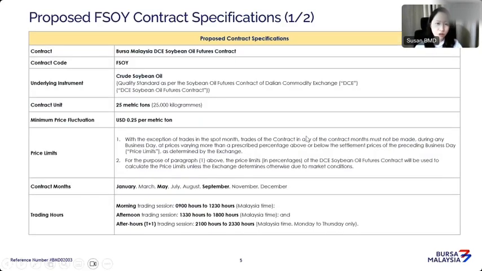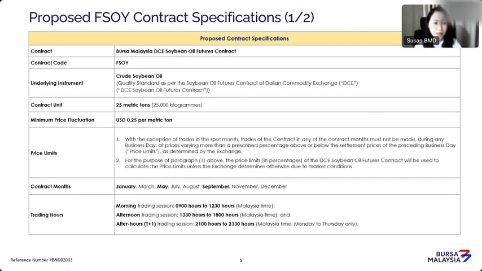Next, let's look at the contract specifications. The full name of this FSOY contract is Bursa Malaysia DCE soybean futures contract, with the contract code FSOY. The underlying instrument, as mentioned before, is crude soybean oil with the quality standards as per the DCE soybean futures. The contract unit is 25 metric tons, which is the same as BMD's FCPO, which makes the spread strategy very convenient because the ratio is 1:1 between these two contracts, the FSOY and the FCPO.